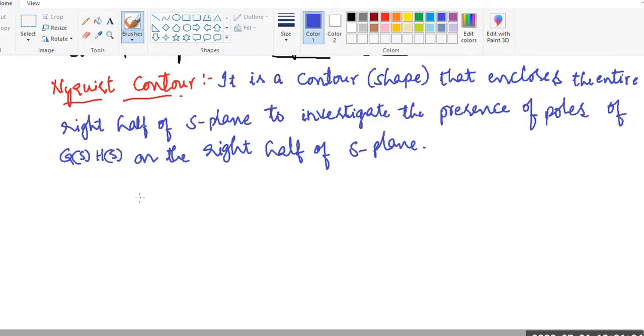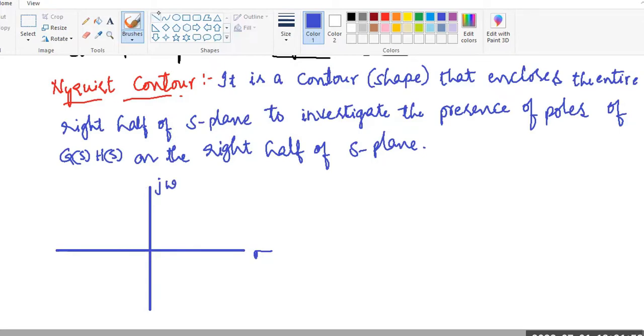To draw a Nyquist plot, one should have a knowledge of stability criterion and drawing a polar plot. As we know, if there is an s plane here, the s plane has two axes. One is the real axis and the other is the imaginary axis. The real axis is represented by sigma and the imaginary axis is represented by j omega.